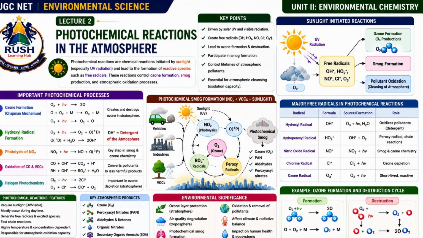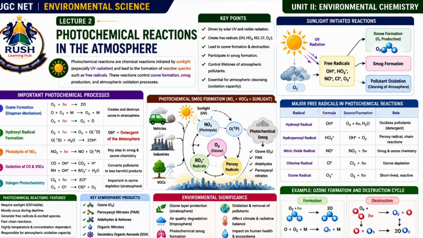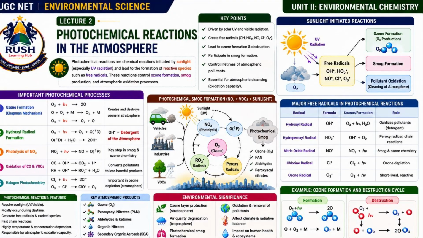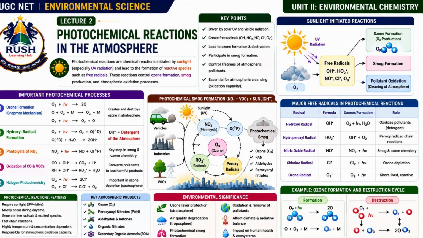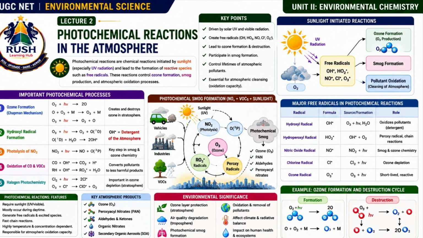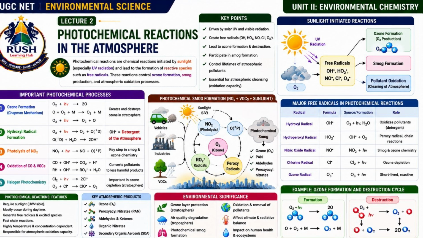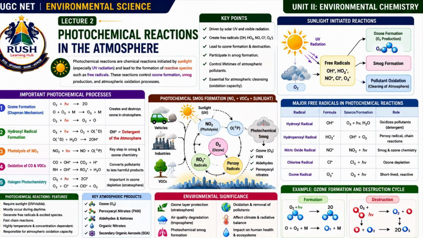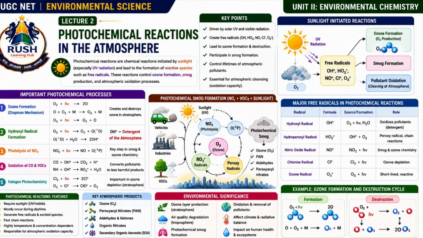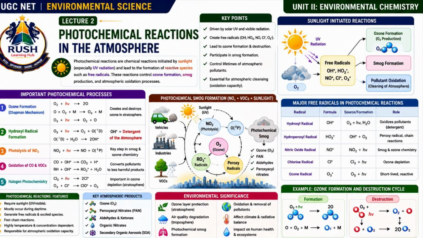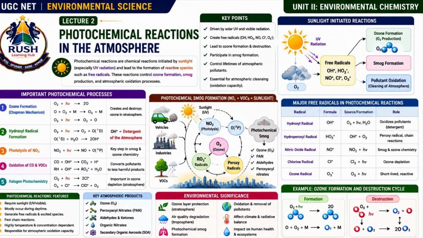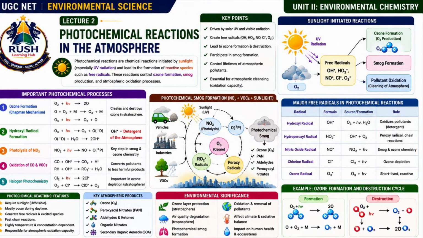Meteorological conditions such as wind speed, humidity, and atmospheric stability also affect photochemical processes. This is why photochemical smog is more common during warm, sunny, and stagnant weather conditions. For UGC NET examinations, remember these important points.